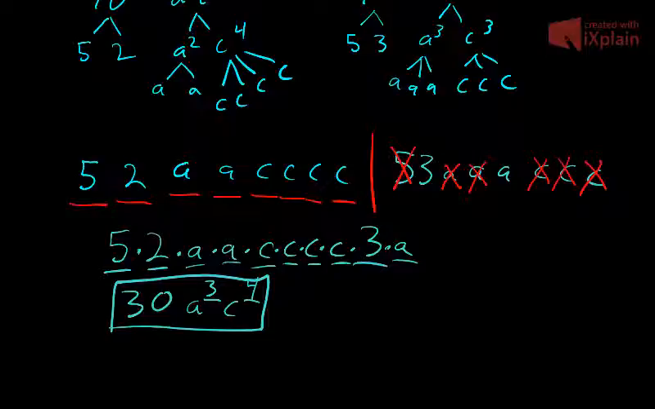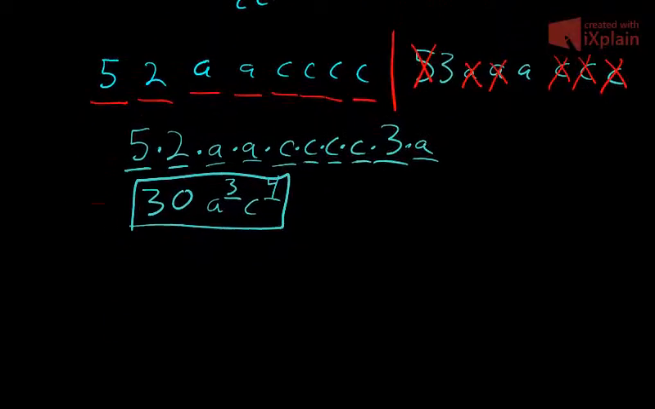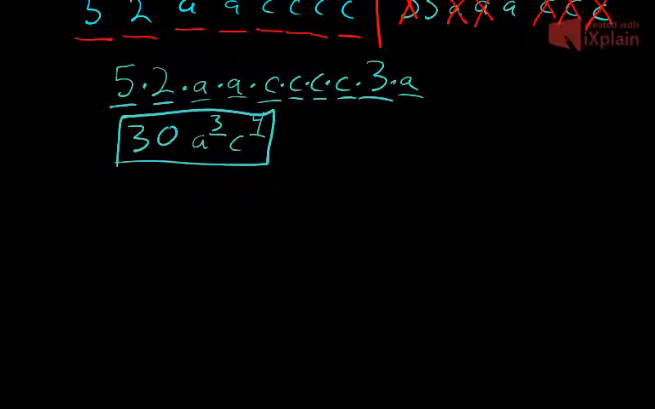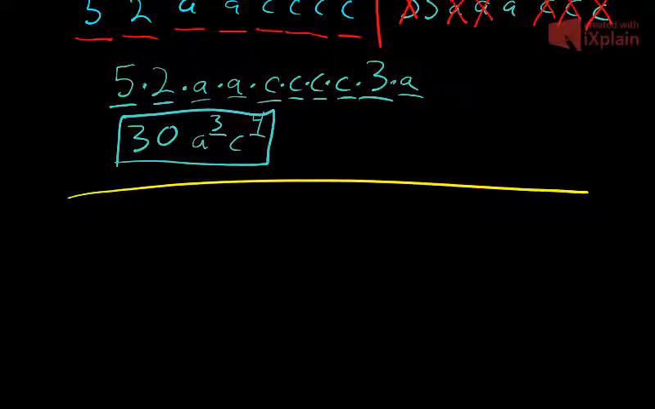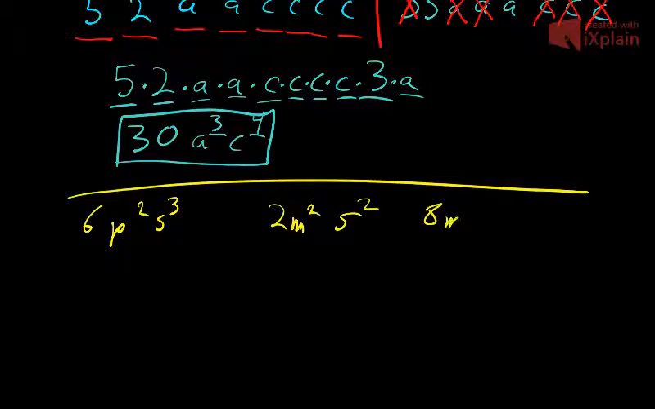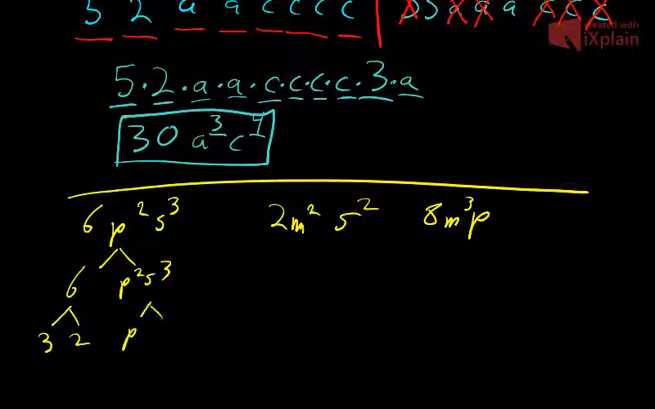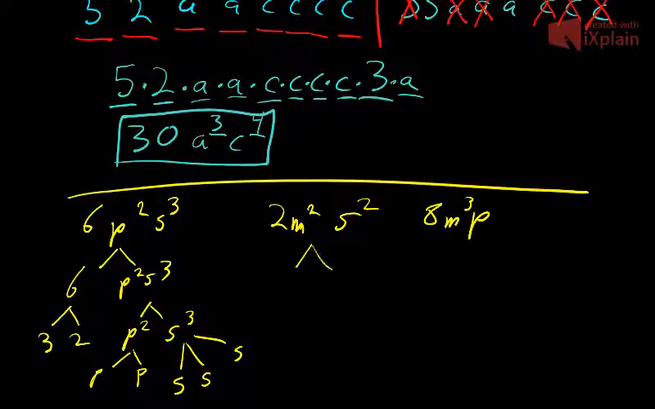So now I want us to work on using 3 monomials instead of just 2. In that last problem we used 2 monomials. What if we have 3? And we'll try 6p squared s cubed, 2m squared s squared, and 8m cubed p. So from this first one, I have 6 times p squared s cubed. This becomes 3 and 2, p squared s cubed, p and p, s, s, s. And I know I'm rushing through these, but I'm hoping we can all make factor trees at this point.